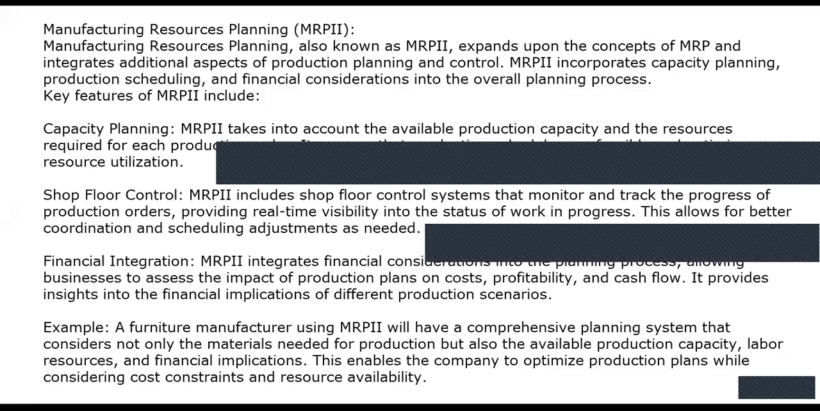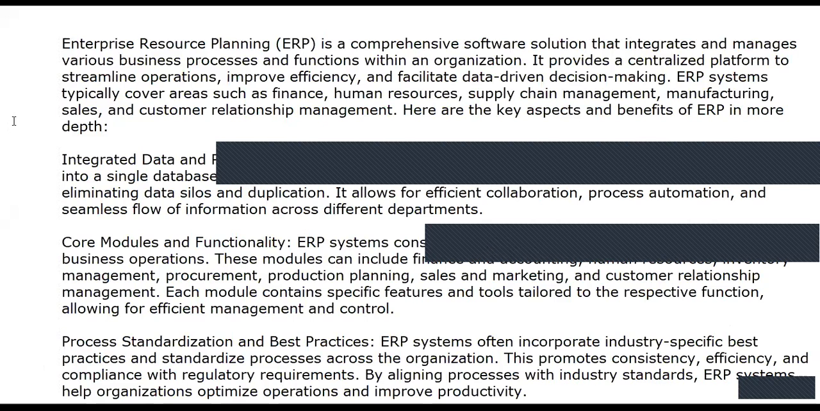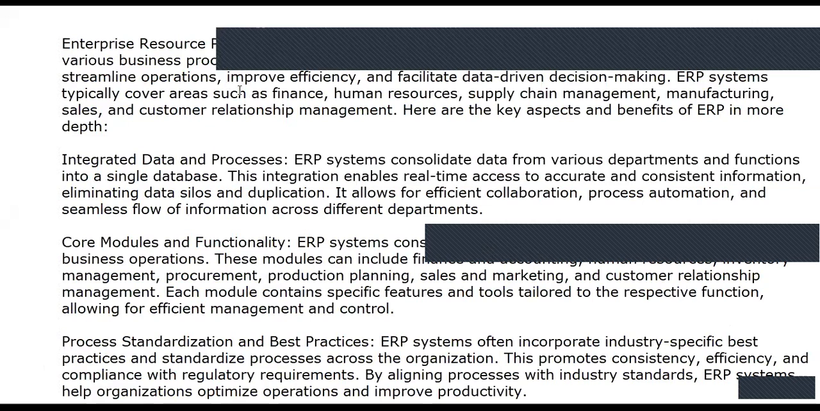It integrates almost all the other factors that we're looking at, as follows. Number one, it is a comprehensive software solution that integrates and manages various business process functionalities of an organization. So it improves the platform and streamlines operations to improve efficiency. ERP systems will cover areas of finance, human resource, supply chain management, manufacturing, and customer relationship, and here are the key aspects. There's integrated data and processes. ERP will consolidate data from various departments and functions into a single database.